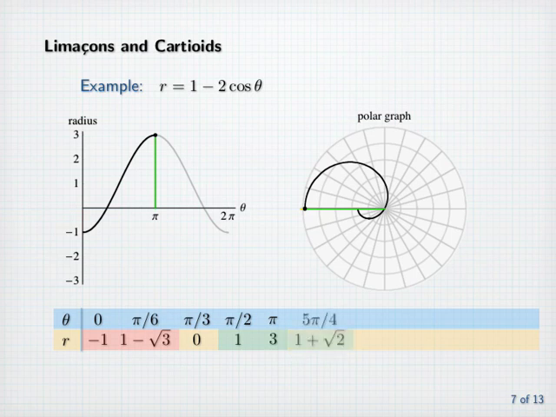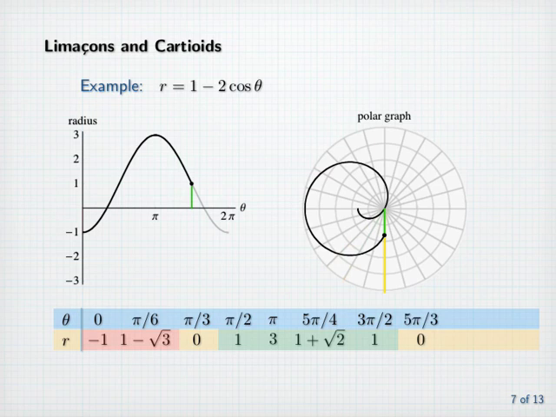When theta equals 5 pi over 4, r equals 1 plus the square root of 2. And when theta equals 3 pi over 2, r is equal to 1. So the graph will cross the y-axis at the point where y equals minus 1. When theta equals 5 pi over 3, r is again 0. So the graph arrives at the origin tangent to the line theta equals 5 pi over 3.